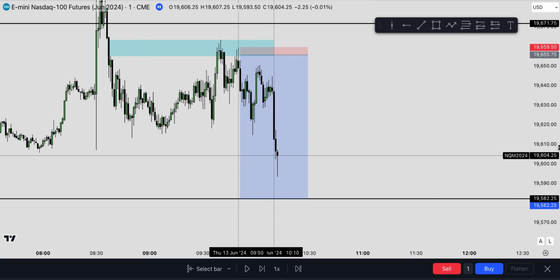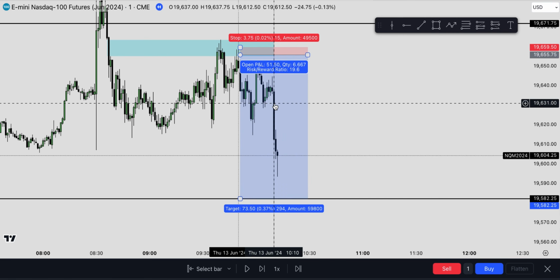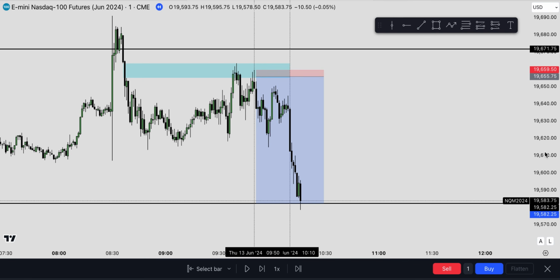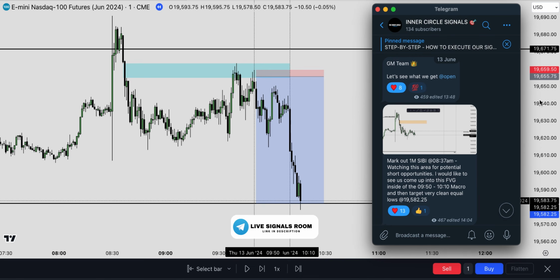Now for the final TP, we're aiming for those very, very clean equal lows at the bottom. At this point, I'm moving my stop into profit just above this displacement candle's high. All right, and there you go. Final TP has been smashed, so you'd be fully out 100% of your position there, and you've secured yourself 73.5 handles for the day. We actually did take this trade once again inside the live signals room.